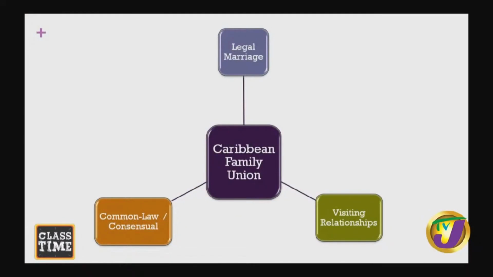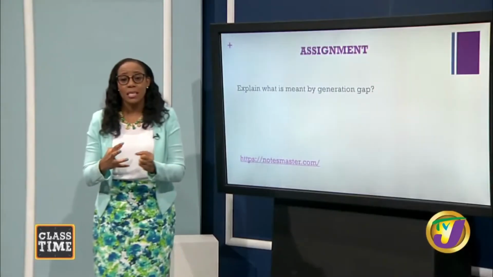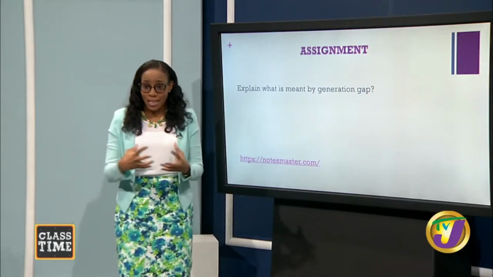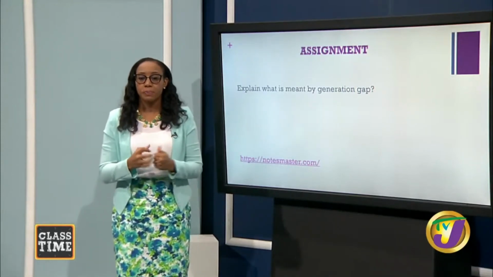So for example, on the CSEC paper, they may ask you to define marriage or differentiate between common law and visiting relationship. Will you be able to do that? I'm trusting that you will be able to. And make sure you form your sentences properly. Make sure you write your paragraphs properly.